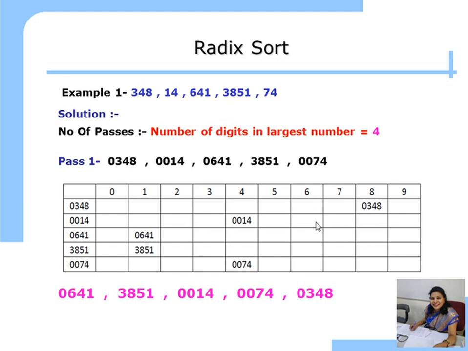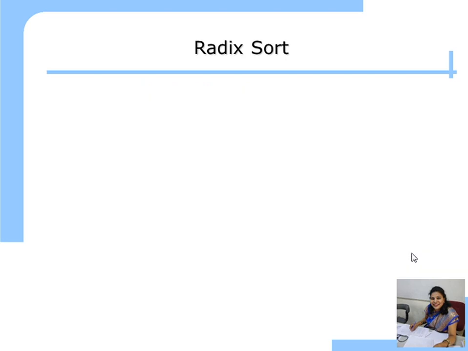You can see that a lot of space is unused. Buckets number 5, 6, 7, 9, 3, 2 and 0 have no element. So this is the space complexity. It requires a large space. This is the only disadvantage of radix sort. The time complexity is very low.